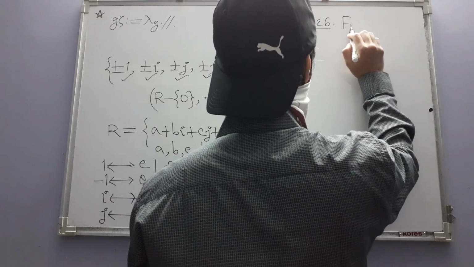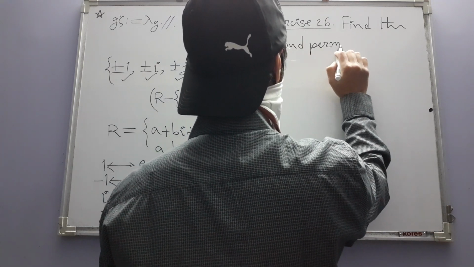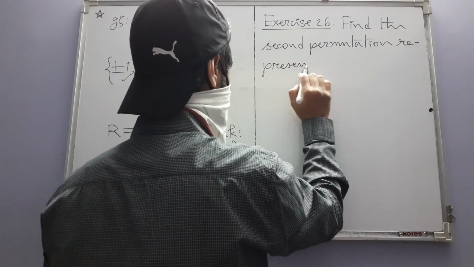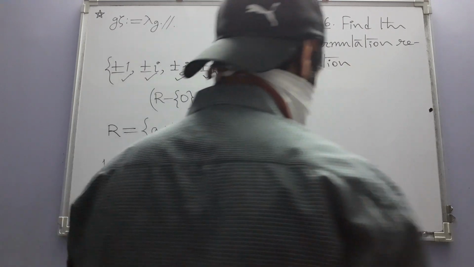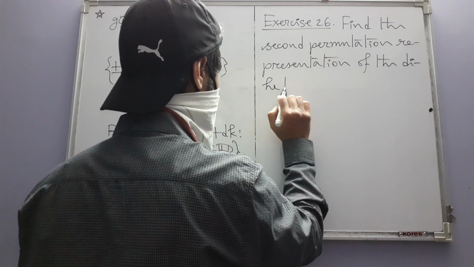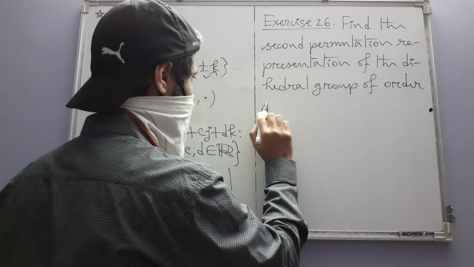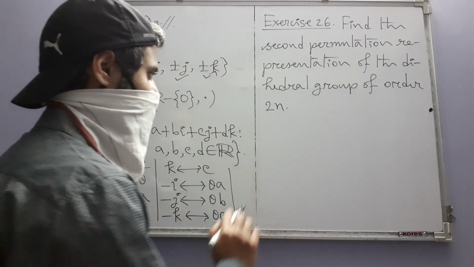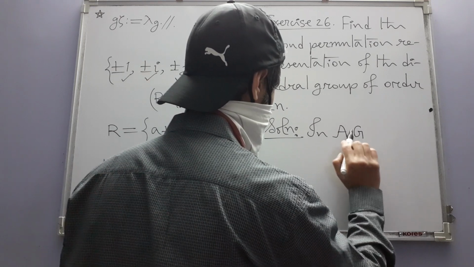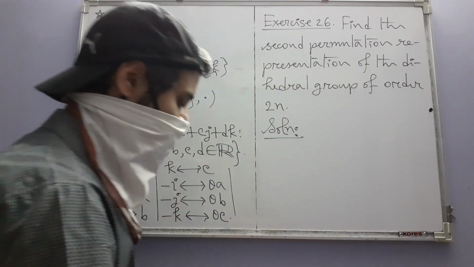Find the second permutation representation of the dihedral group of order 2n. So we straight away start like this. In A of G, we need to write that we are using those notations, no? Otherwise the Ci's will be meaningless.